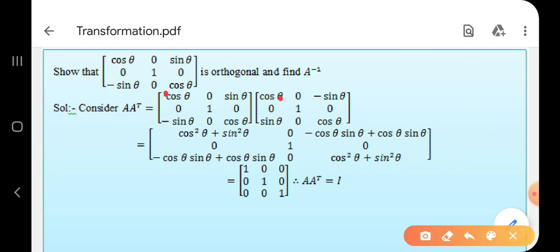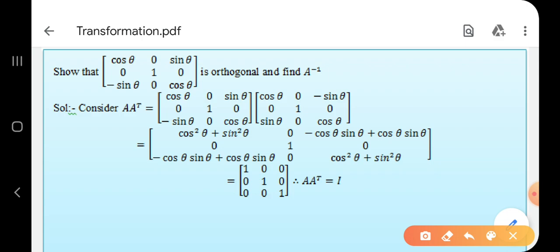Cos theta into cos theta, I get cos square theta. 0 into 0, no problem. Sin theta into sin theta, I get sin square theta. Then middle term. Cos theta into 0, 0. 0 into 1, 0. Then sin theta into 0, 0. So I get middle term is 0. Now last one. Cos theta into minus sin theta, I get minus sin theta cos theta. Then 0 into 0. Then sin theta into cos theta, it is plus sin theta cos theta. Understood?